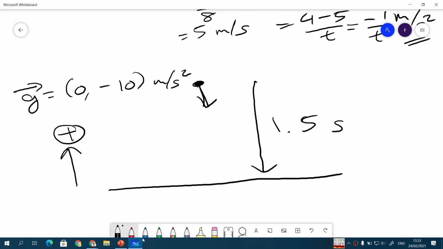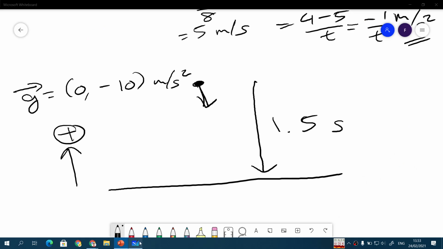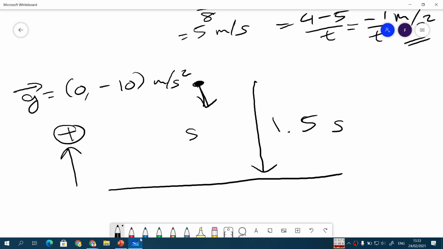So this question asks how high was the coconut? Calculate S, or sometimes people write it as H. Both are the same terminology. Okay, how do we actually calculate this? You have the acceleration, which is g over here. You have time, 1.5 seconds. What else is missing from this equation?